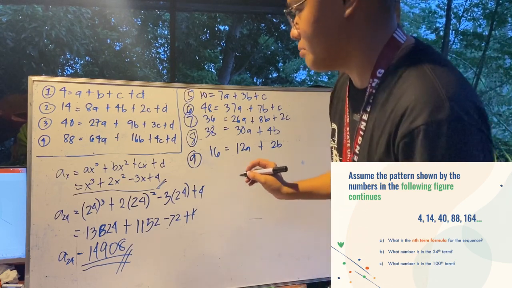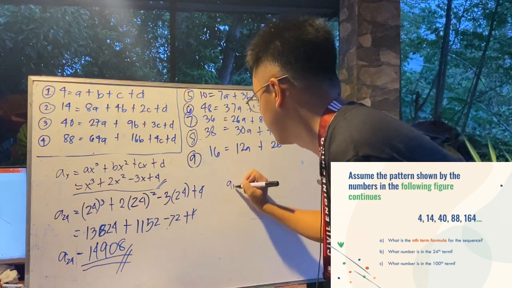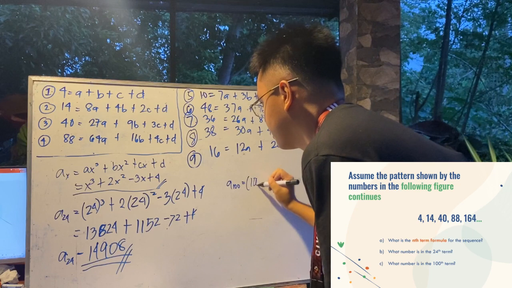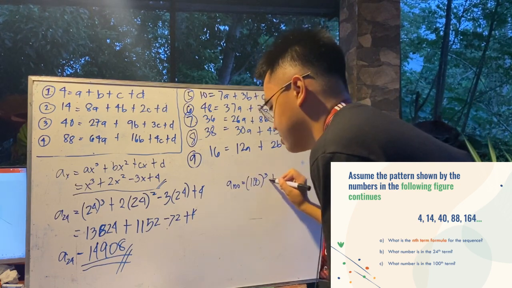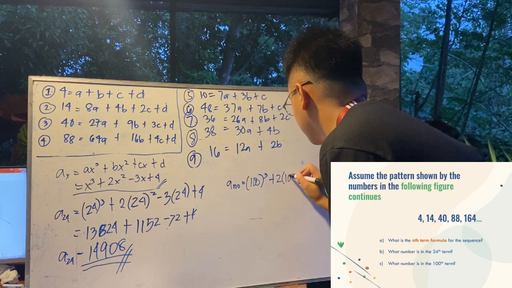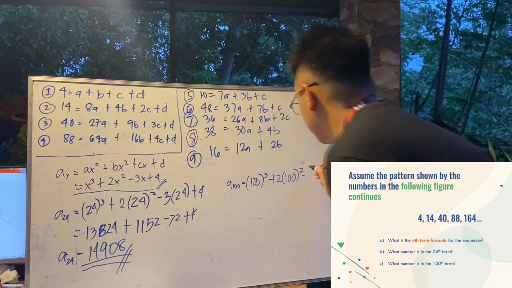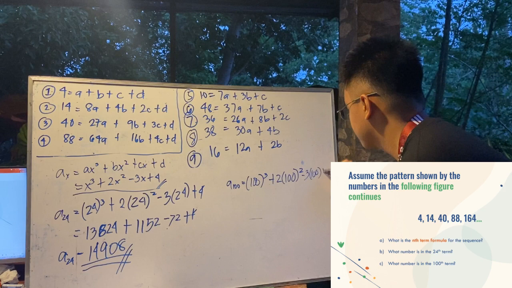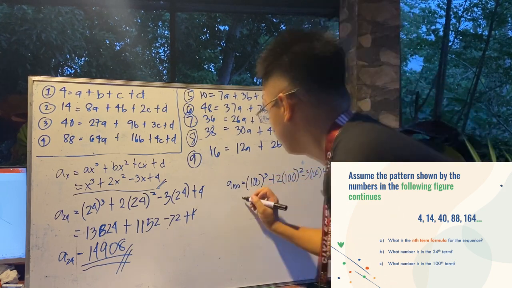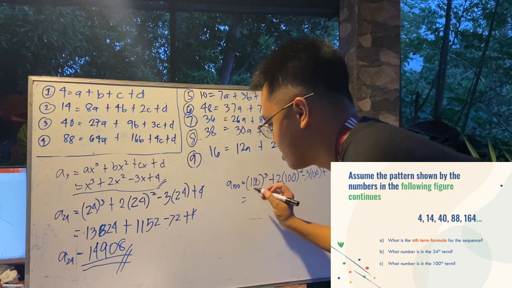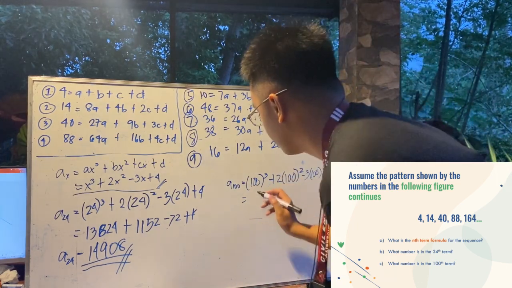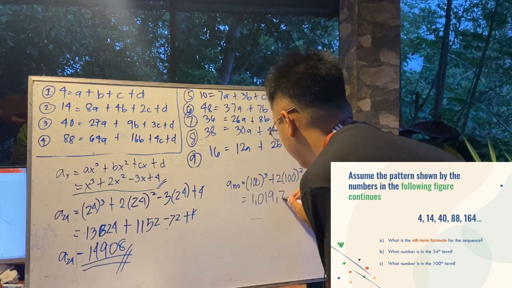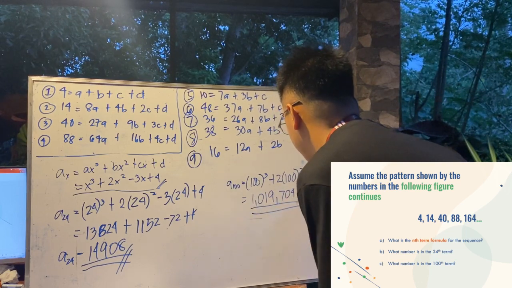To find the 100th term, we have a is equal to 100 cubed plus 2 times 100 squared minus 3 times 100 plus 4. So 100 cubed. Using your calculator, we can find our 100th term, which is 1,019,704. And that is our 100th term.